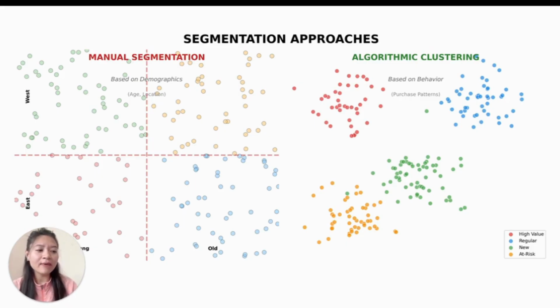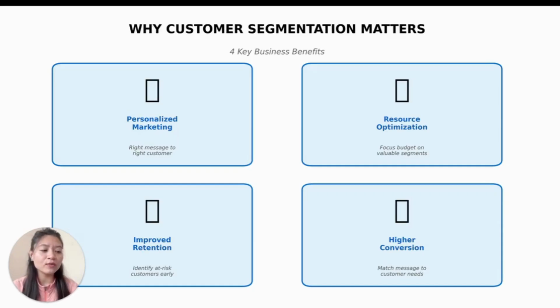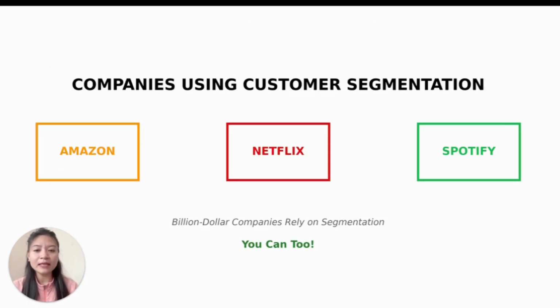Now, why does this matter for your business? The 4 reasons. 1. Personalized marketing. Send the right message to the right customer. 2. Resource optimization. Focus your budget on the most valuable segments. 3. Improved retention. Identify at-risk customers before they churn. 4. Higher conversion rates. When your message matches customer needs, they buy. Even top companies like Amazon, Netflix, and Spotify all use customer segmentation, and you can too.